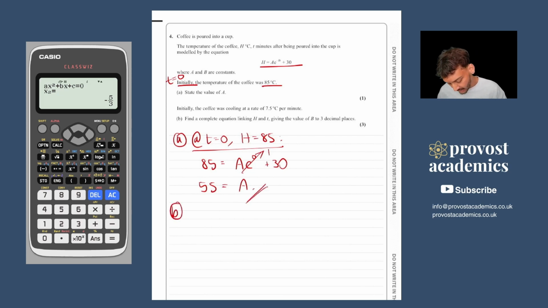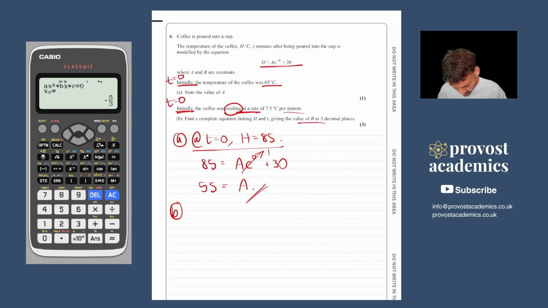Part B. Initially, so time t equals 0, the coffee was cooling at a rate. The word rate should give you a hint that this is a differentiation question, because every time we talk about derivatives, it's to do with time or rate. Cooling is also an interesting word, because if something is cooling, you expect the rate to go down, so it will be a negative rate per minute. We need to find what the value of b is.